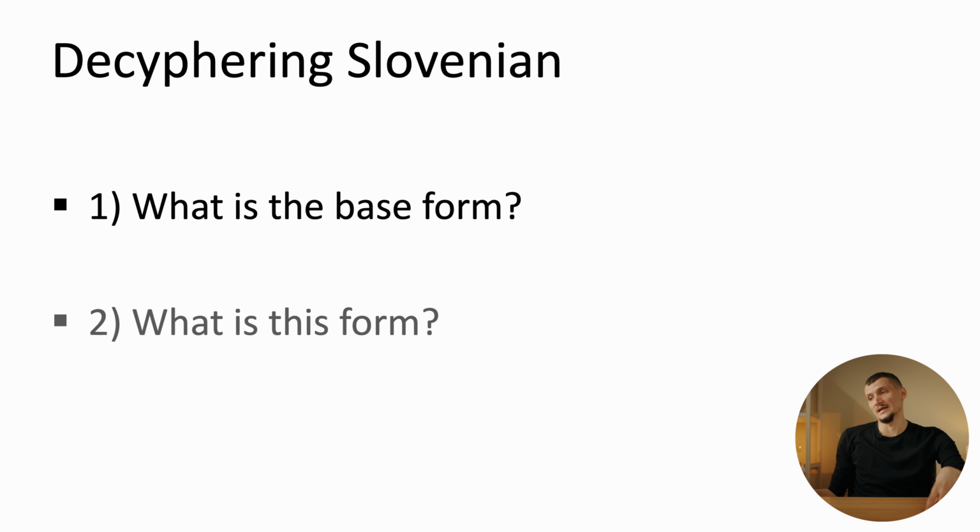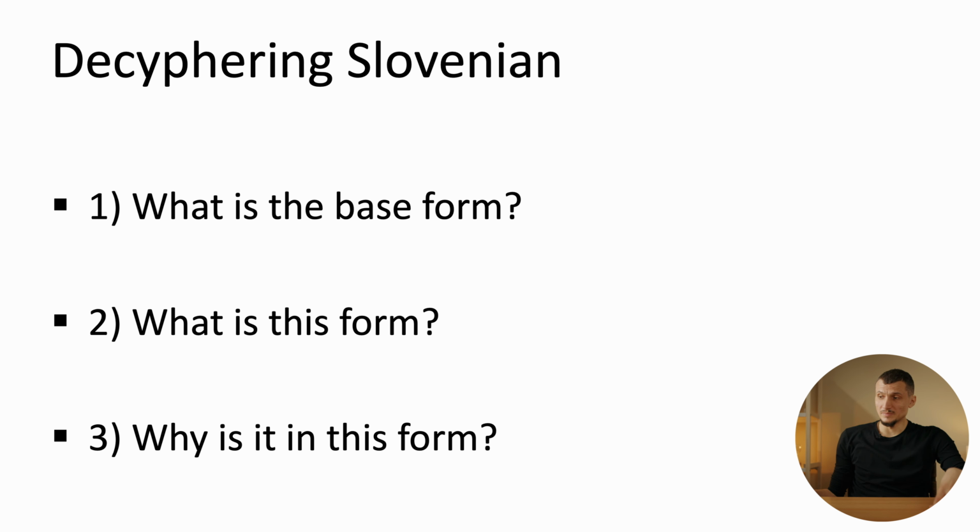And here we have again our three questions. What is the base form? What is this form? And why is it in this form? Those are all very, very useful ways of thinking about Slovenian grammar and breaking down Slovenian grammar. And you can definitely use ChatGPT or some other AI to ask questions like that, especially because, again, I'm almost embarrassed to say we do not have a dictionary. It's the basic tool you need for learning a language.